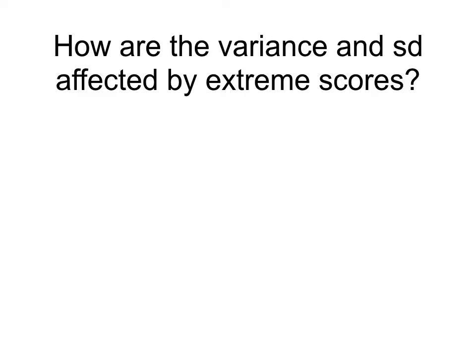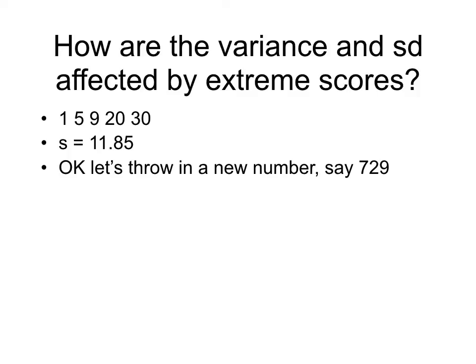How are the variance and standard deviation affected by extreme scores? There's our batch of numbers again, 1, 5, 20, 35. The standard deviation is 11.85. Let's put in a new number. How about 729? Why did I pick that? I don't know, but I did.